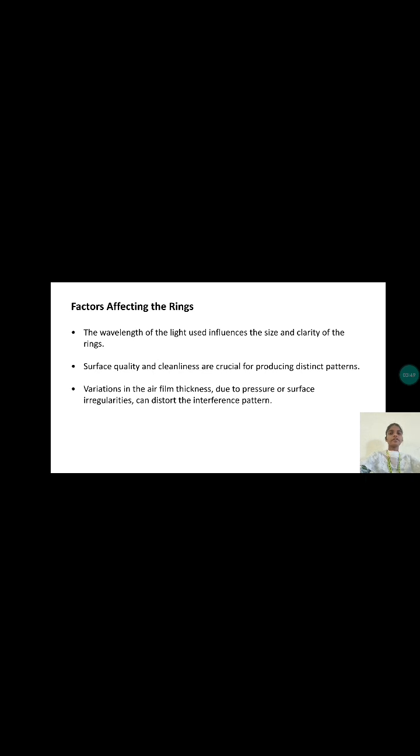Factors affecting the rings. The wavelength of the light used influences the size and clarity of the rings. Surface quality and cleanliness are crucial for producing distinct patterns. Variation in the air film thickness due to pressure or surface irregularities can distort the interference pattern.